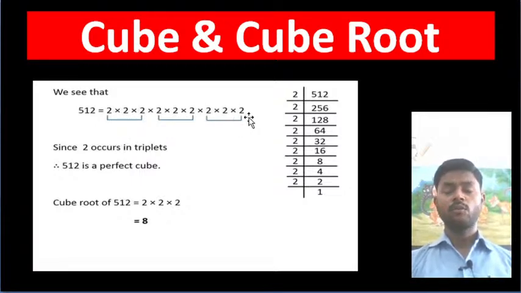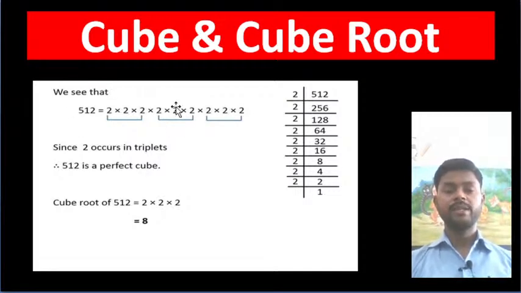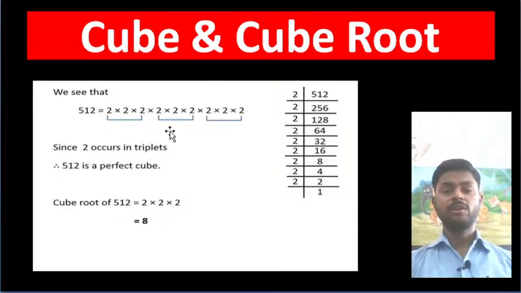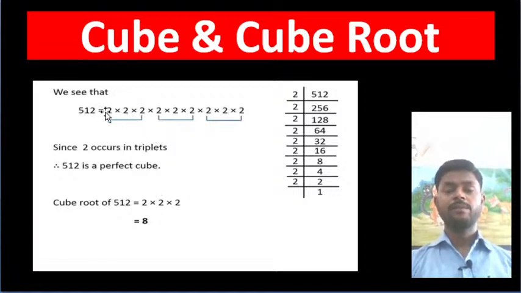If any number remains except 1, then it will not be a perfect cube number. So here 2 occurs in triplets, it means 2 occurs in the pair of 3, so we can say 512 is a perfect cube. And for finding the cube root of 512, we will write a single 2 in the place of three 2's. We can write any one number in the place of a group of 3.